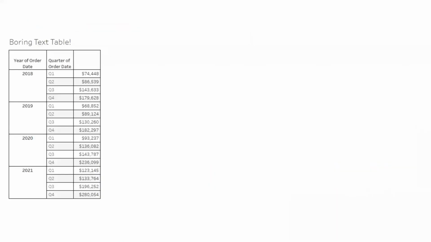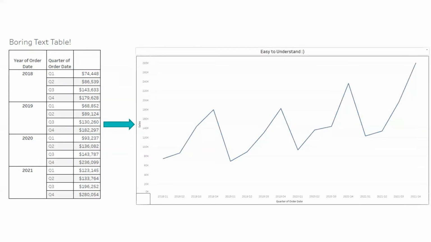If I give you this table and ask you, do you observe any trend or pattern here? You might take some time. But if I show you the same data in form of a line chart, then intuitive, isn't it?